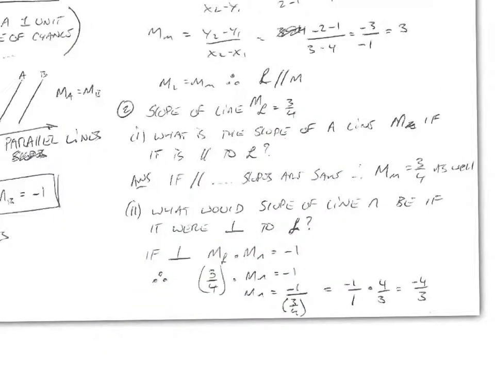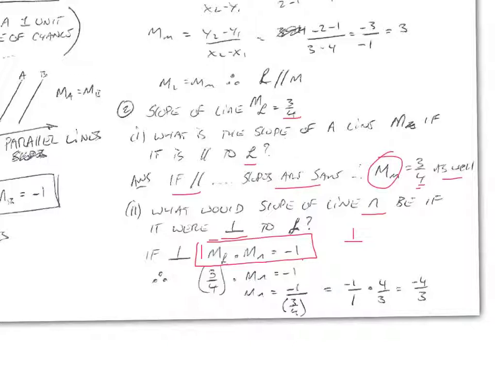Another example. Slope of the line L is 3 over 4. What is the slope of the line M if it is parallel to L? Well, if it's parallel, the slope is the same, so the slope of the line M would be 3 over 4 as well. What would the slope of a line N be if it were perpendicular to L? Well, to find that, we have to use the formula that the slope of L times the slope of N must be equal to minus 1 if they're perpendicular.